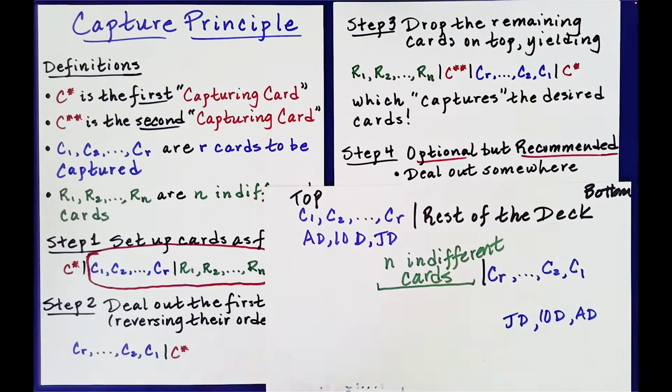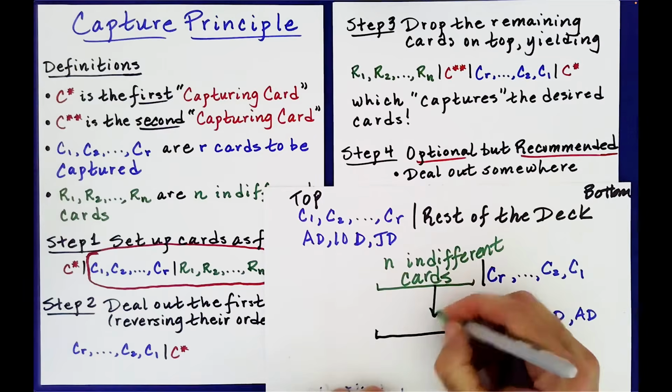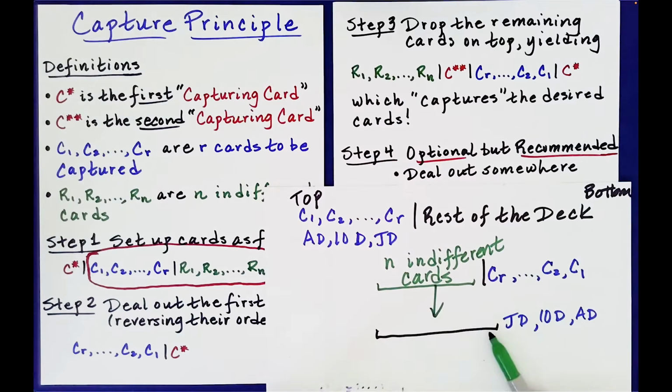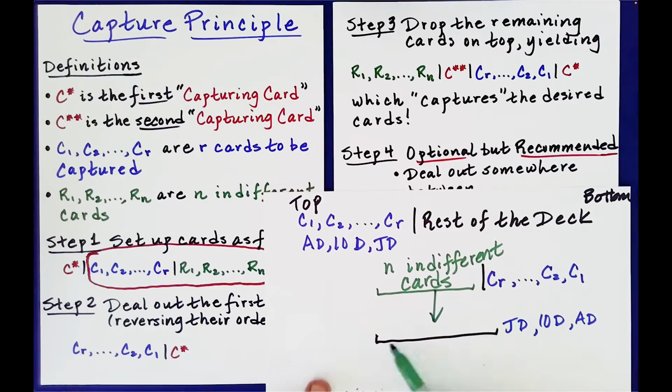And so maybe I dealt some additional cards from there, from the top, and then eventually I chose some from the middle, and then I chose some from the bottom, okay? So that's what these N indifferent cards are referring to. And it doesn't matter what their identities are. We don't care what these cards are, okay? And then think about it.